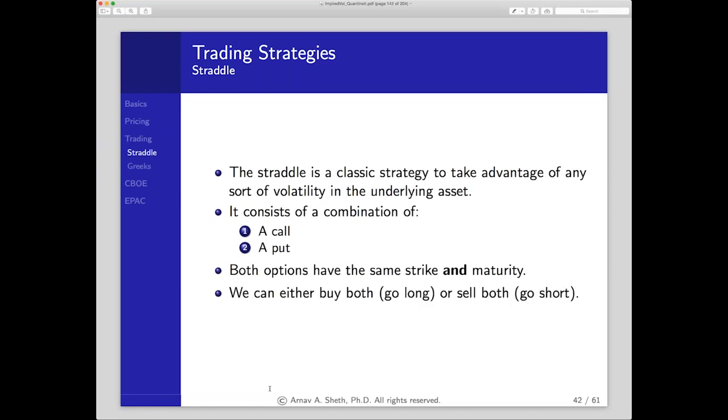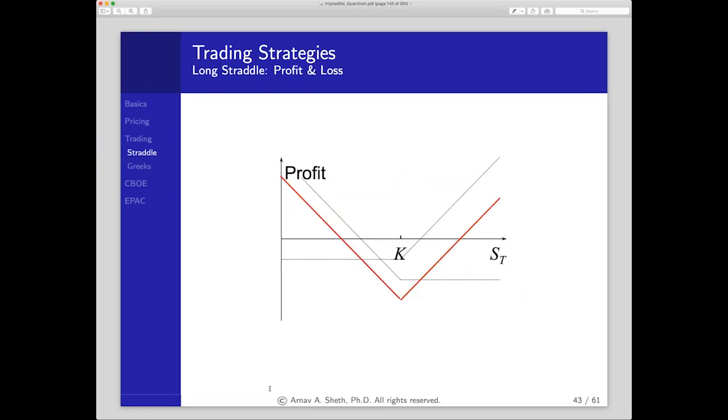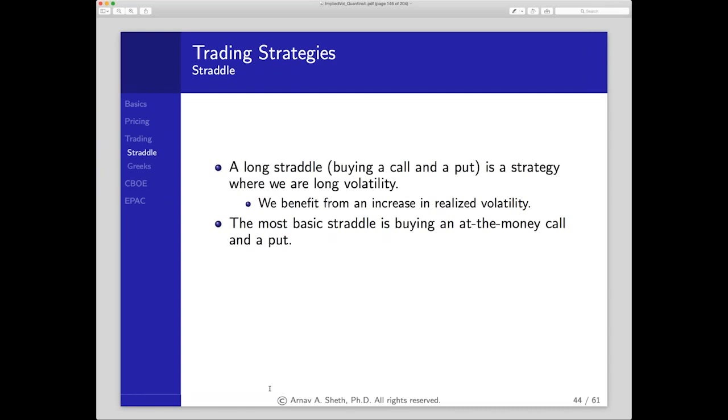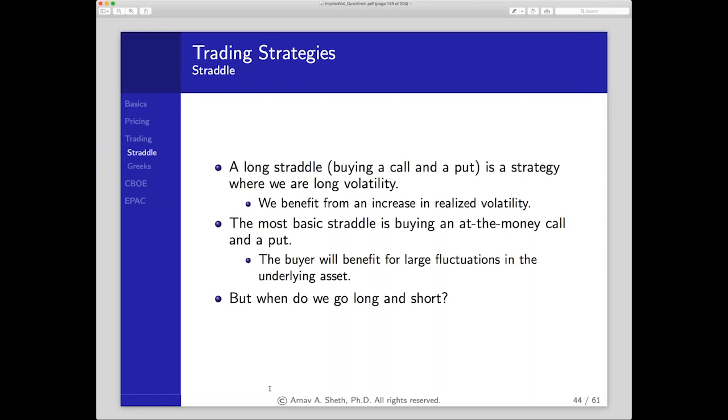Let's talk about some trading strategies. So we have the straddle, where you combine a call and a put with the same strike, the same maturity, and the same underlying. Okay, so you can either go long on a straddle or short on a straddle. And here's the profit graph on a straddle, the red line. And you can see that at maturity, if the stock price is very large or very small, if it's far away from the strike price, if there's a lot of fluctuation in the underlying asset, we profit. So buying a straddle, we benefit from an increase in realized volatility.